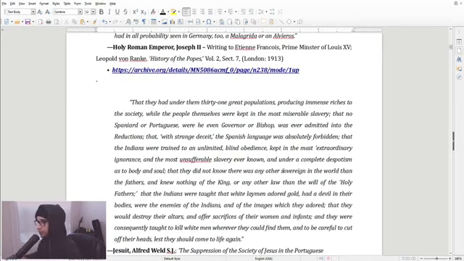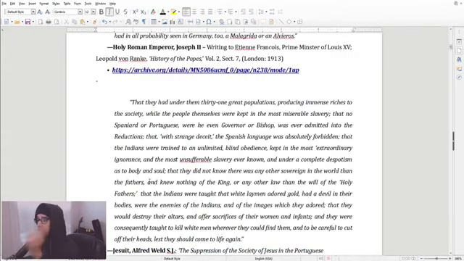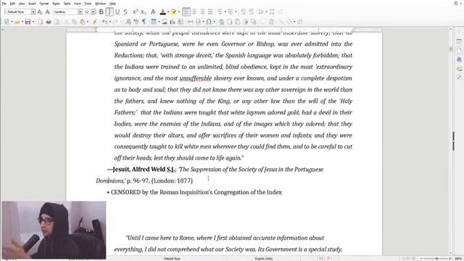Quote, he says this. This is from Jesuit Alfred Weld S.J.'s The Suppression of the Society of Jesus in the Portuguese Dominions, page 96 to 97, London, 1877. Try and find this book, guys. You can't. This is censored on the internet. You can't find this book anywhere. I tried. Maybe you can try it. Maybe you can find it in a library. I can't find it on the internet. You can find it quoted in other books, though, but you can't find the original quote.